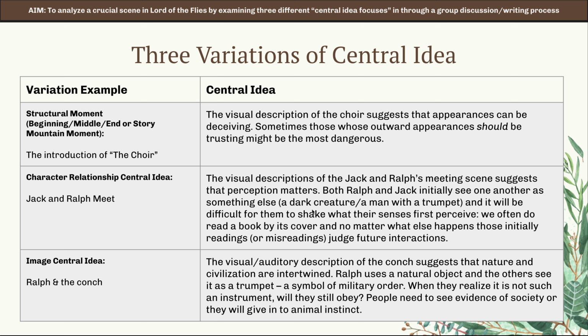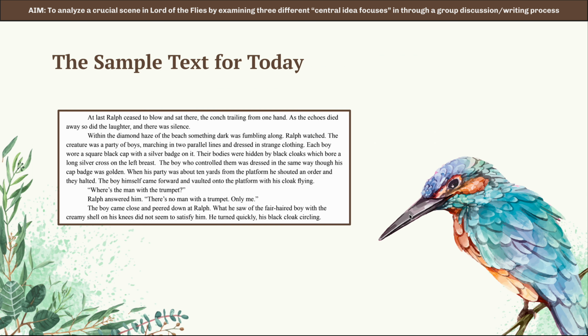It will be difficult for them to shake their senses, what their senses first perceive. What does Jack first perceive? He thinks that Ralph is a man who's there to save them or protect them. Where's the man with the trumpet? But Jack also can't see Ralph because of the sunlight in this scene. So he doesn't see him until he gets there.